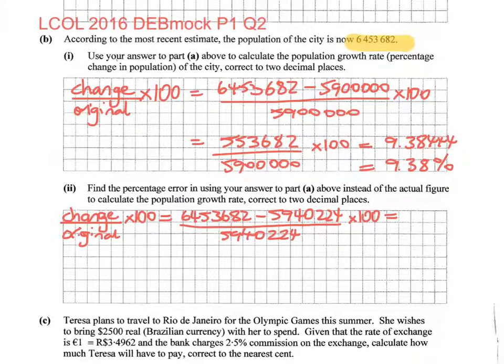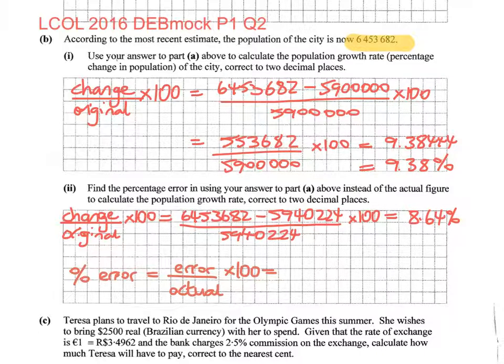And the correct answer is 8.64%. So the difference between those is going to be the error, and we want the percentage error. So percentage error is your error divided by the actual amount. And again, if we want a percentage error, we times that answer by 100.